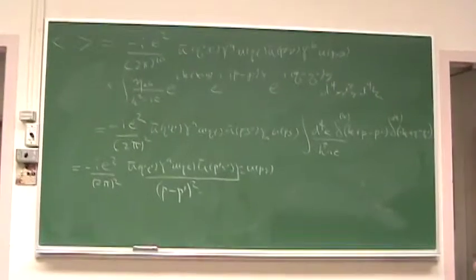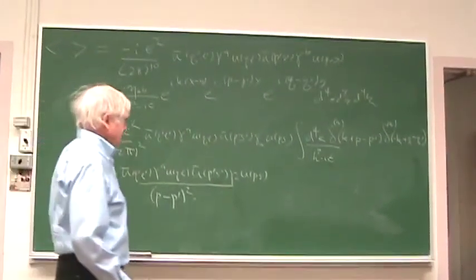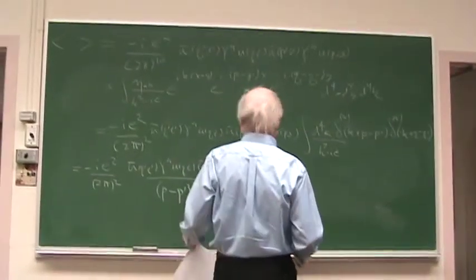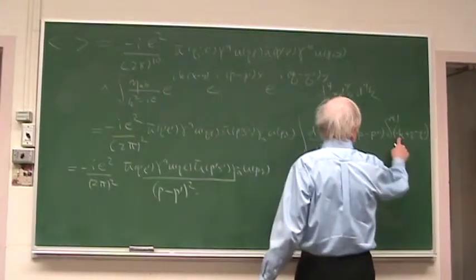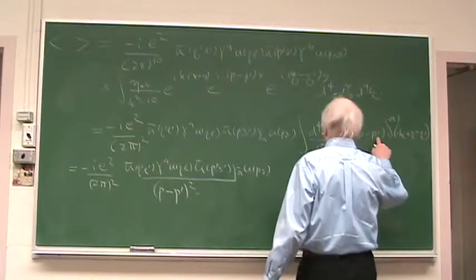How did you get rid of both delta? I haven't. Okay. Good question, though. What's left is here minus k. Well, what is minus k? Minus k is p minus p prime.